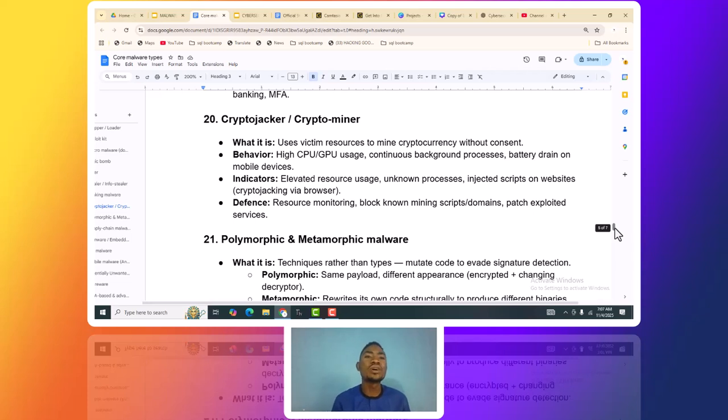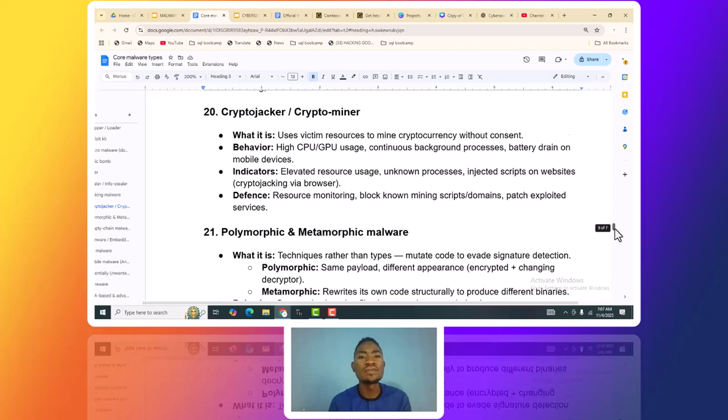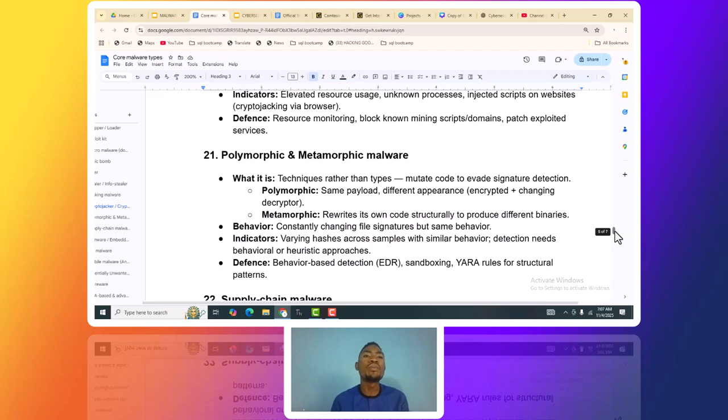One of the indicators of compromise is elevated resource usage, unknown processes, or injected scripts on our website, like cryptojacking via browser. So we need to monitor our resources, block known mining scripts or domains, and also patch exploited services if need be.